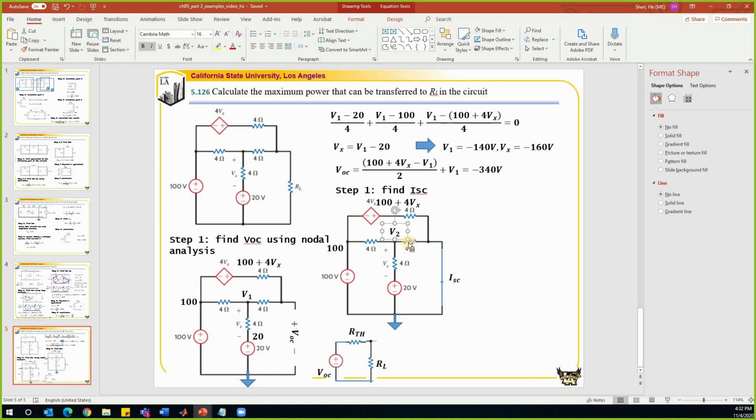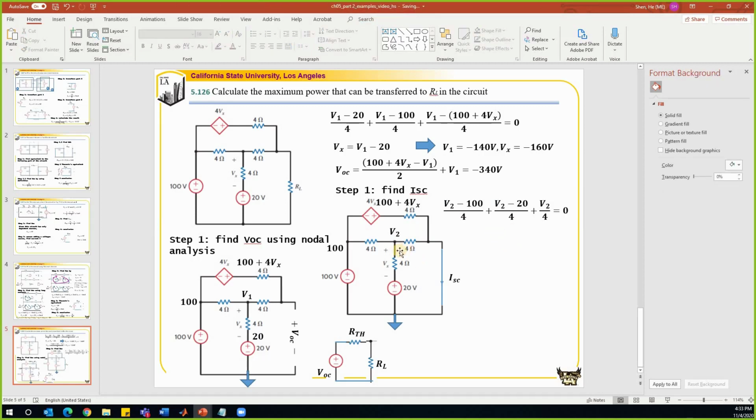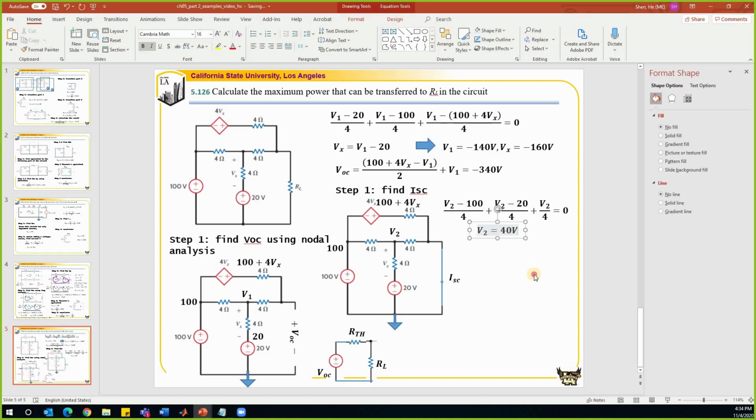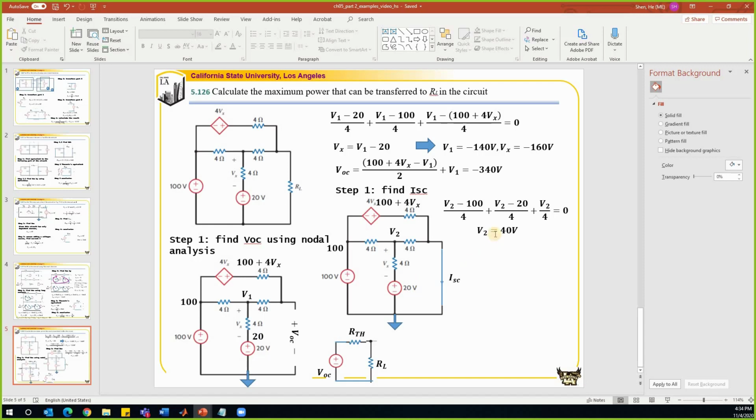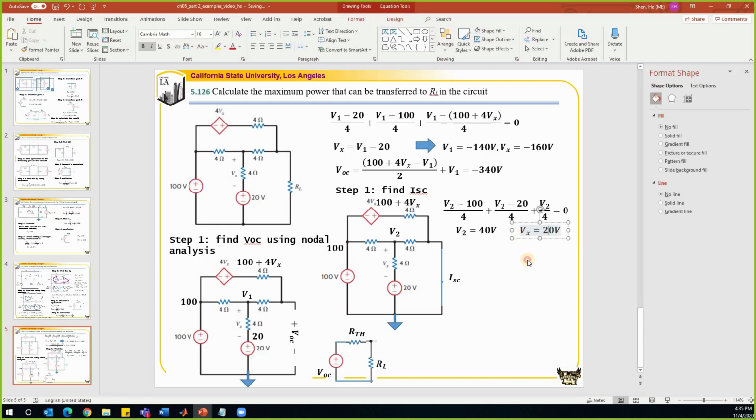So we can write a nodal equation about this node V2. We have V2 minus 100 divided by 4, the current in this branch. The current in this branch is V2 minus 20 divided by 4, and the current in this branch is V2 minus 0 divided by 4. So all these three different branches sum to 0. That is the equation at this node. So we can find V2. V2 is equal to 40 volts. Vx is equal to V2 minus 20, so that is 20 volts. Now we have enough to find ISC.